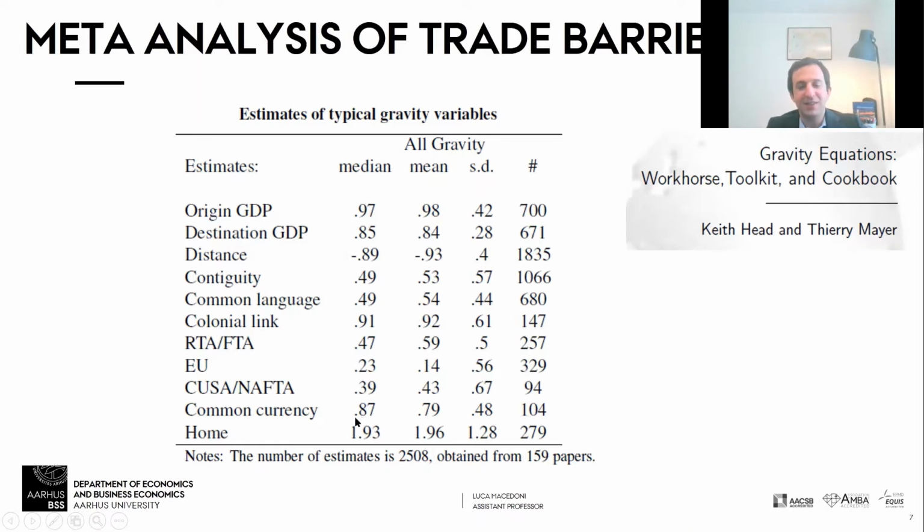So this is one of those things that is a bit puzzling because it's not like a common currency reduces tremendously your currency costs, okay? But yet, when we look at the data, we say that when two countries share the same currency, they trade a lot. And finally, this home variable, this is just saying that there is a lot of trade within one country.